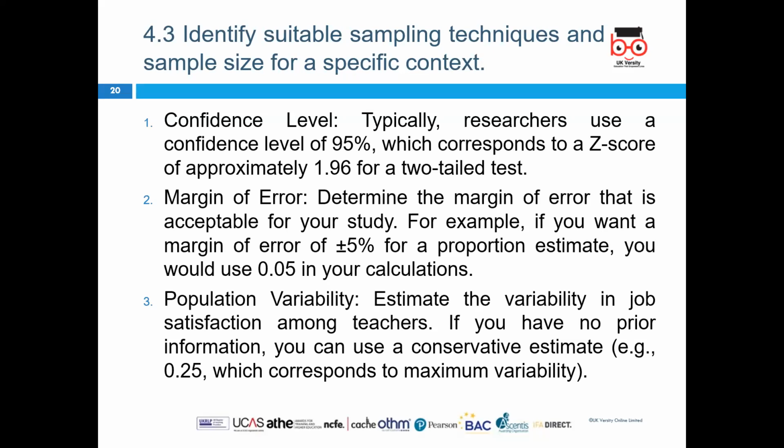Then population variability. You need to estimate the variability in job satisfaction among teachers. If you have no prior information, you can use a conservative estimate, for example, 0.25, which corresponds to maximum variability, which is 0.5 times 0.5.